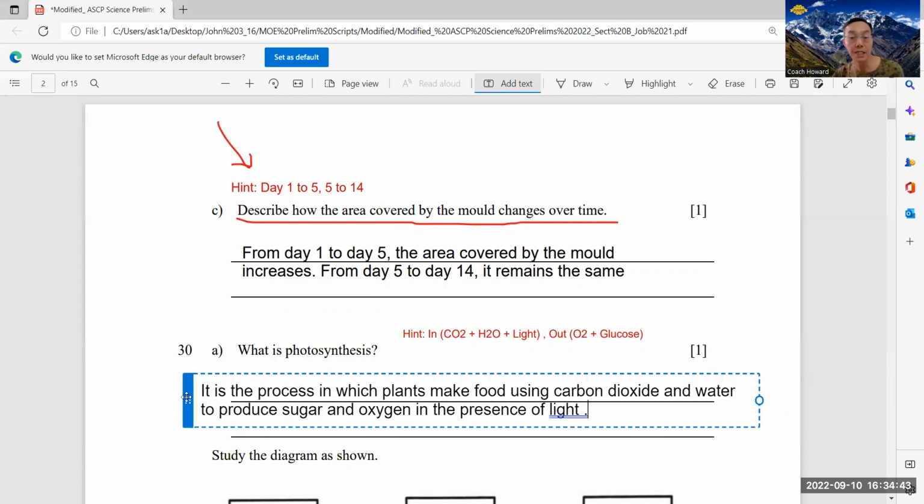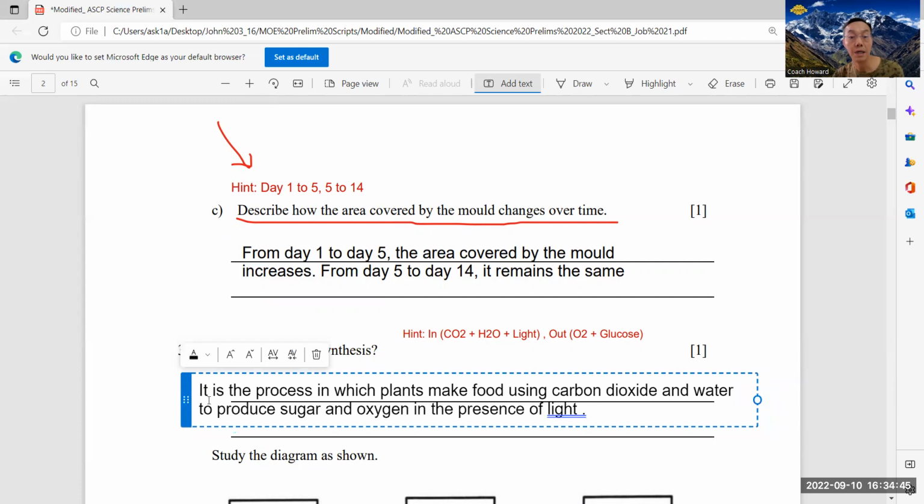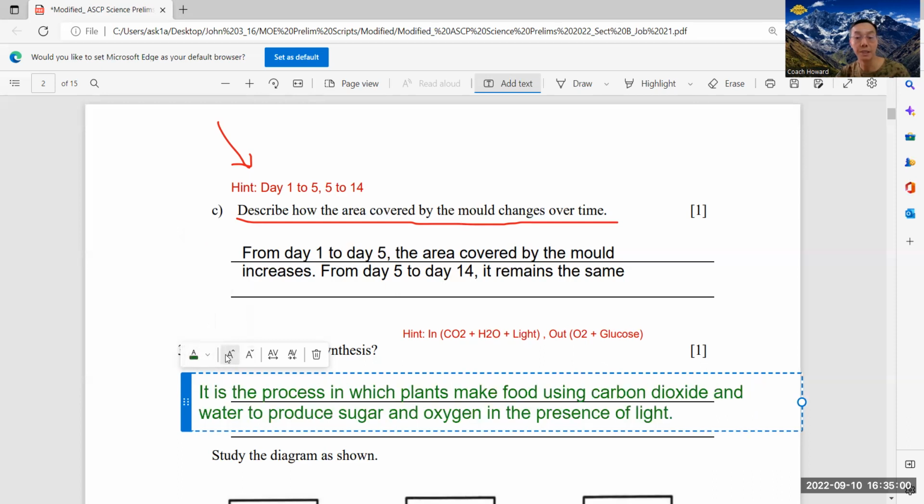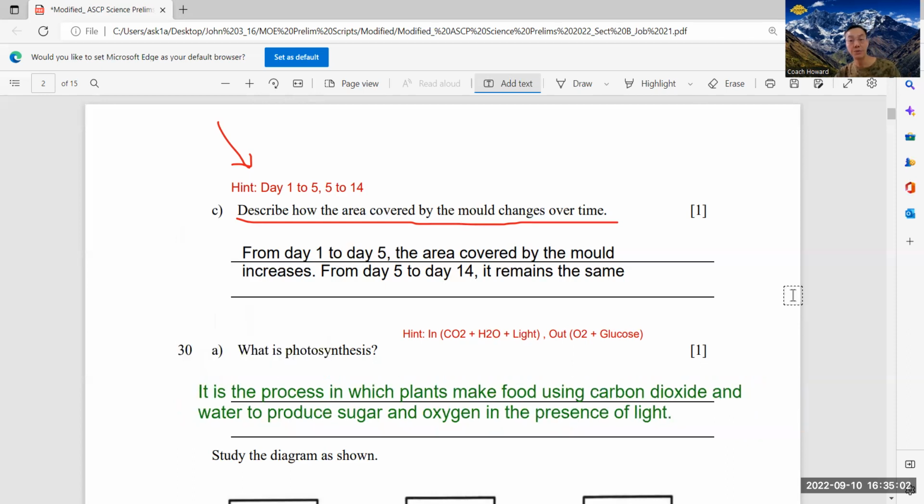It is a process in which plants make food using carbon dioxide and water to produce sugar and oxygen in the presence of light. Okay, so this must be mentioned. So these 3 things I put in green color, make it bigger. Okay, so you notice this is the photosynthesis.